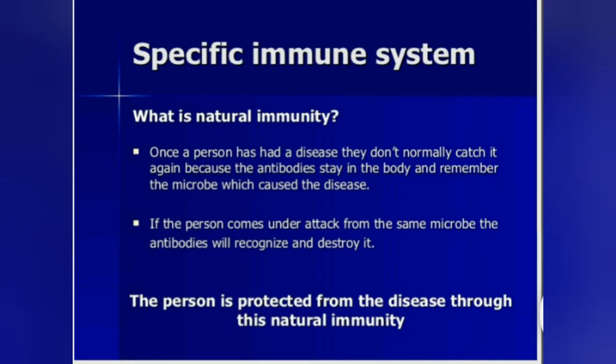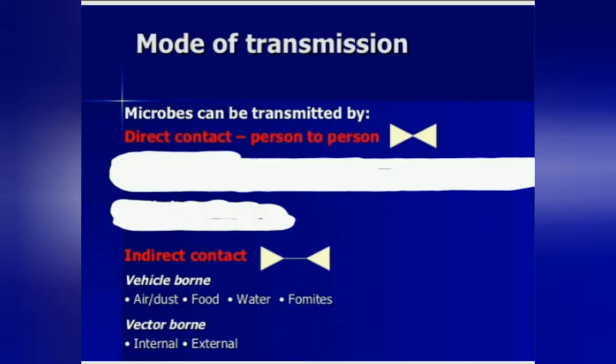What is natural immunity? Once a person has a disease, they don't normally catch it again because the antibodies stay in the body and remember the microbe which caused the disease. If the person comes under attack from the same microbe, the antibodies will recognize and destroy it. This is our natural immunity through which we can destroy the microbes entering our body.